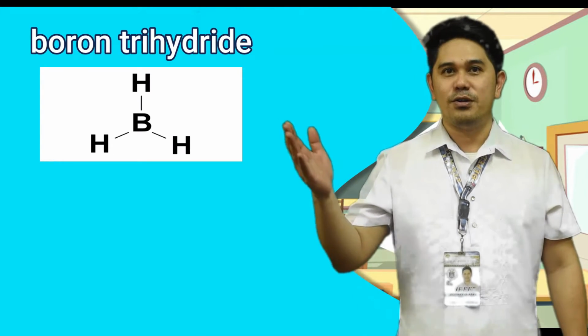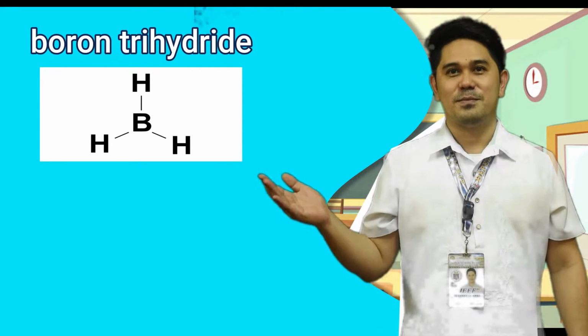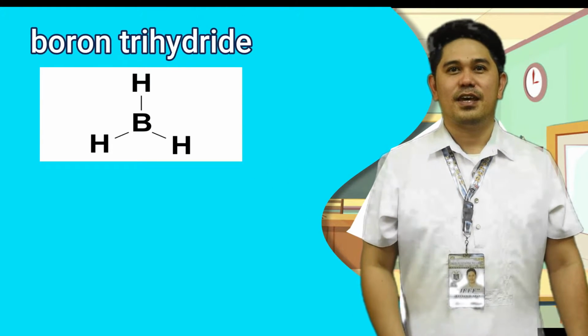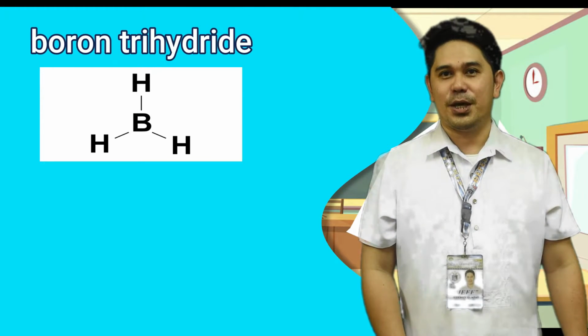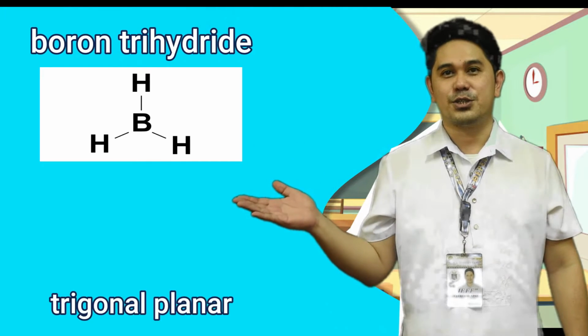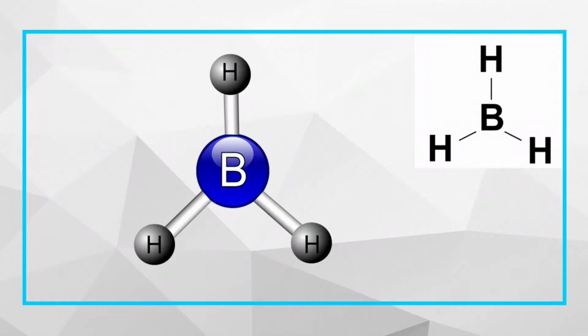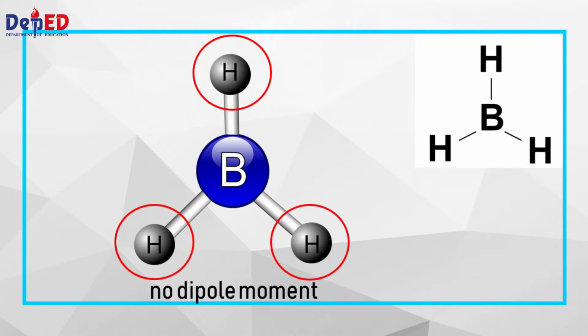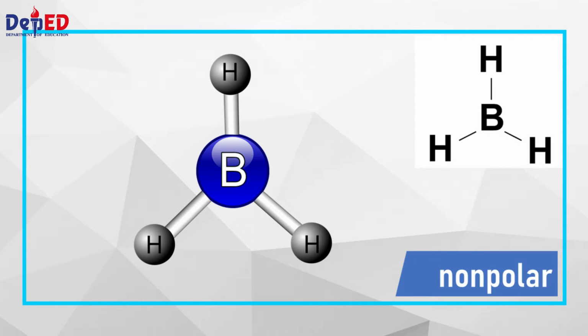We have another molecule. This is boron trihydride or BH3. Its Lewis dot structure looks like this. Can you then determine its molecular shape? You're right, this molecule is trigonal planar. The hydrogen atoms are arranged symmetrically around boron. The dipole moment of each of the 3 boron-hydrogen bonds cancels out each other. Thus, boron trihydride is a nonpolar molecule.